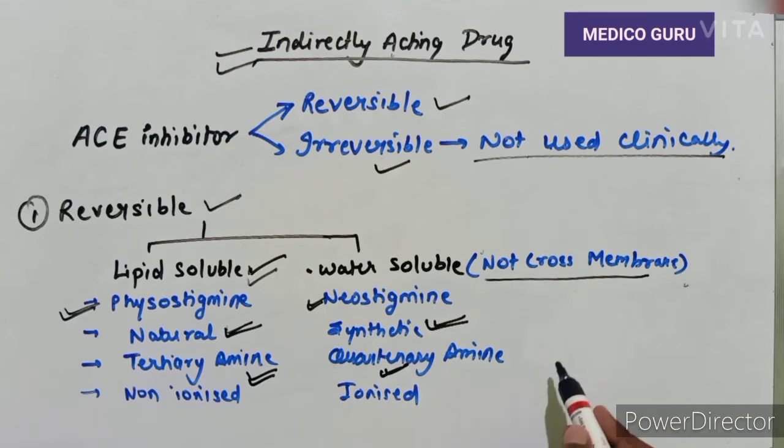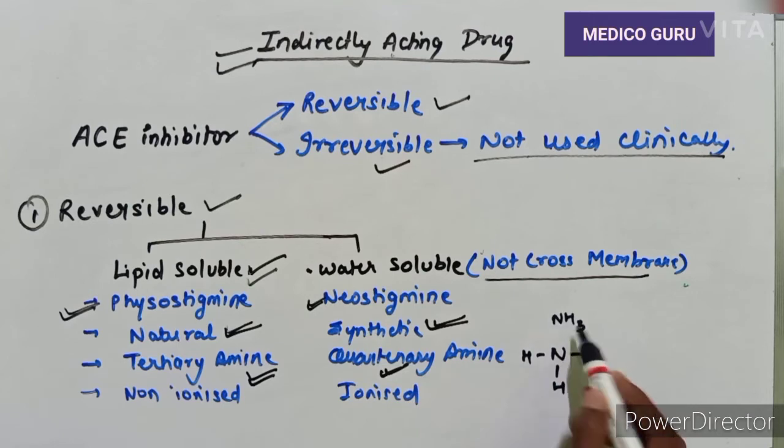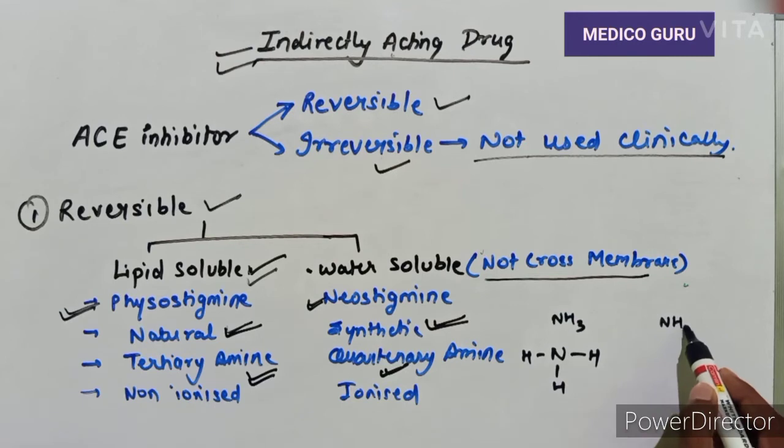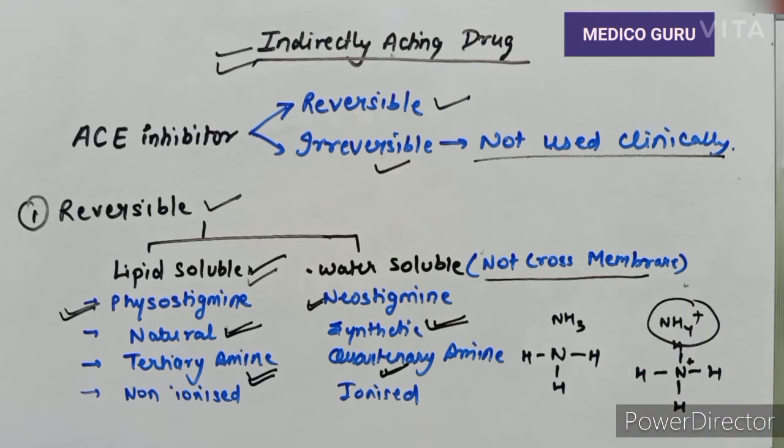What is the meaning of tertiary amine? That is nitrogen with 3 valency, with hydrogen groups attached, ammonia, that is NH3. And if we are talking about the ammonium ion, what will happen? Nitrogen will attach with 4 hydrogen and a plus charge is obtained. So this is the ammonium ion, the ionized form. The water soluble drug, that is neostigmine, is ionized, and the lipid soluble one is non-ionized.